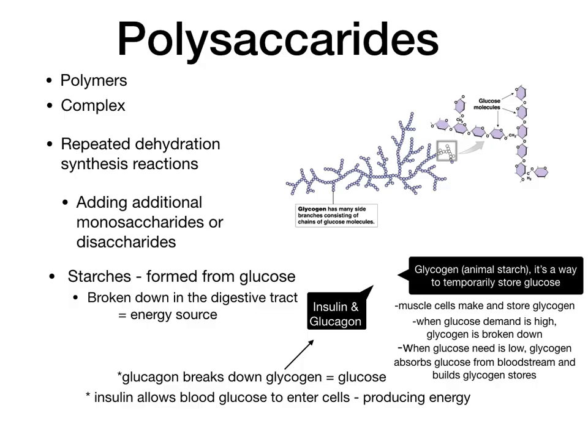So the glucagon breaks down the glycogen, which creates the glucose, and this is why we have insulin. Insulin allows the blood glucose to enter the cells, which produces energy. The glycogen, which is an animal starch, is a way to temporarily store our glucose. The muscle cells make and store glycogen. When glucose demand is high, the glycogen is broken down. When glucose need is low, the glycogen absorbs the glucose from the bloodstream and builds the glycogen stores back up.